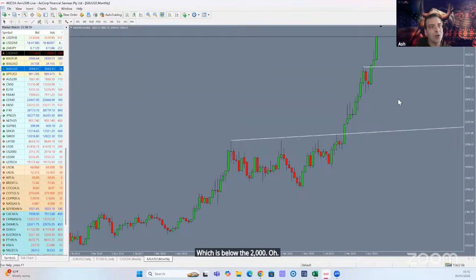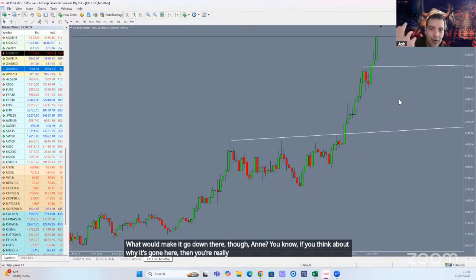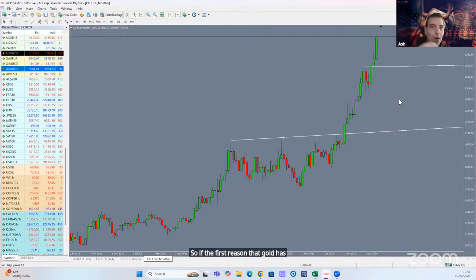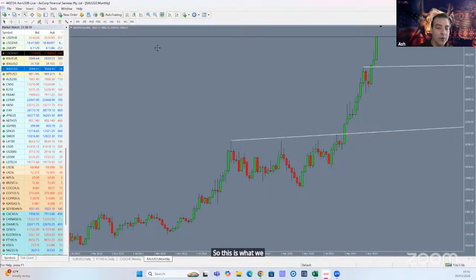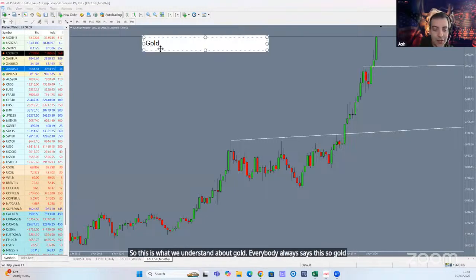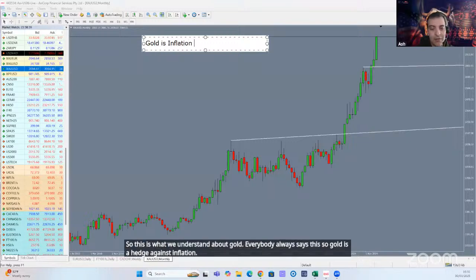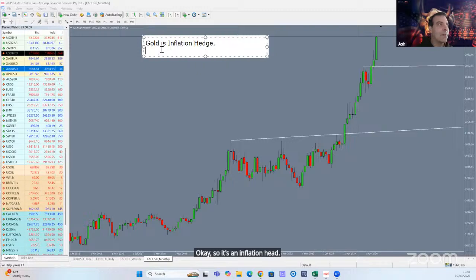I mean, what would make it go down there though, Anne? If you think about why it's gone up here, then you're really thinking about the reverse happening, right? So one of the drivers of gold is that it's an inflation hedge. This is what we understand about gold. Everybody always says this. Gold is a hedge against inflation, which means that if inflation recedes, gold should follow.